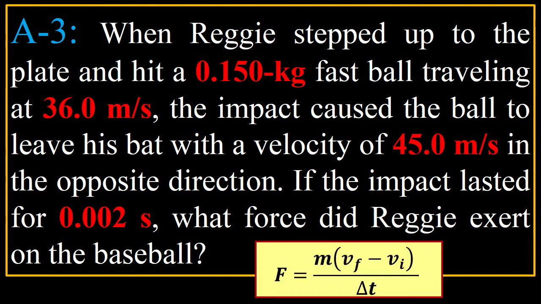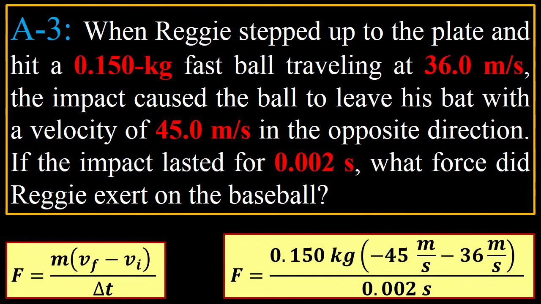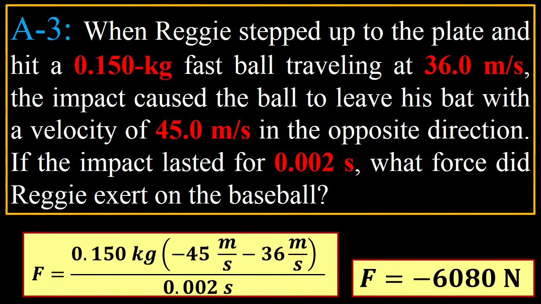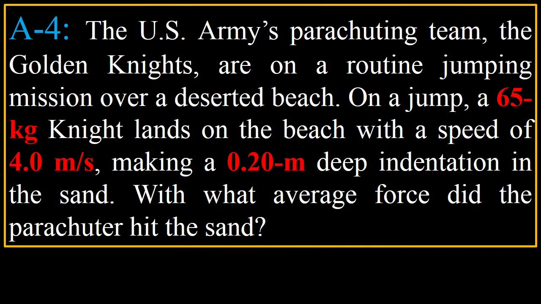Okay, so you're going to have a change in velocity, and don't forget it's a bouncing problem. So if 36 is the positive direction, it'll be a negative 45, the opposite direction, minus a positive, which will be quite large. Again, it's bouncing, so it's going to be negative 6,080 newtons.